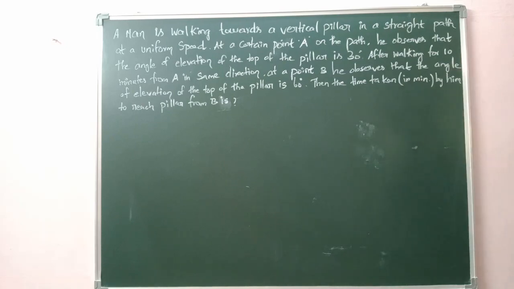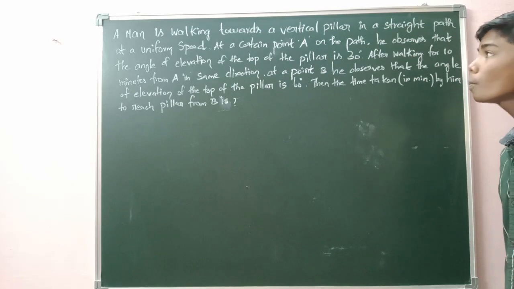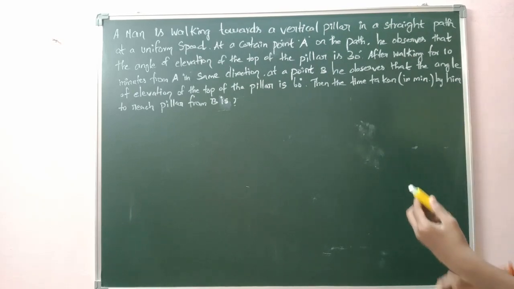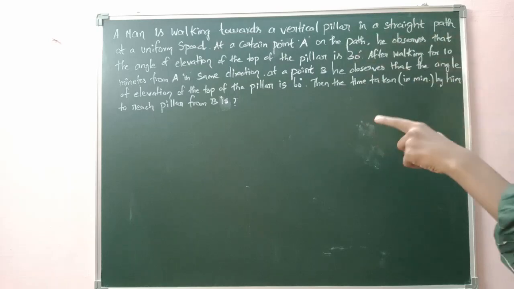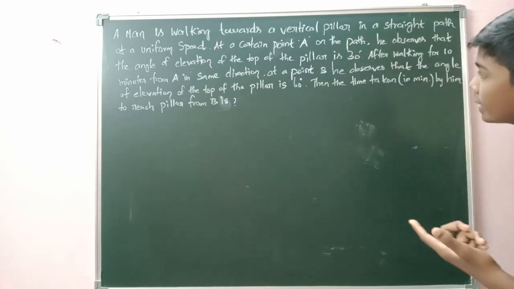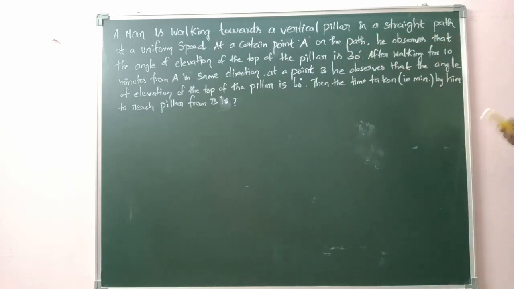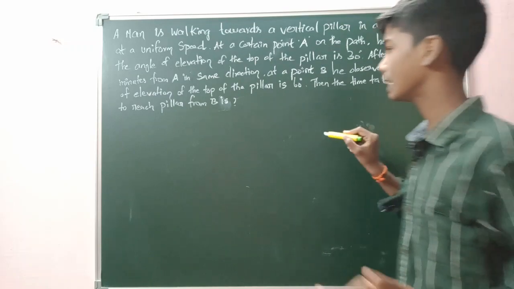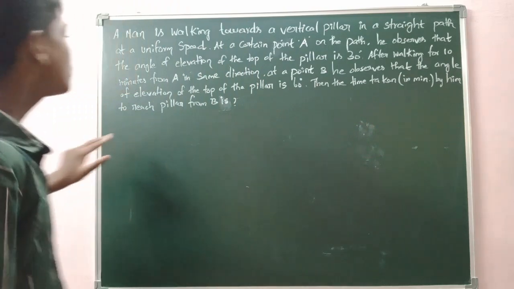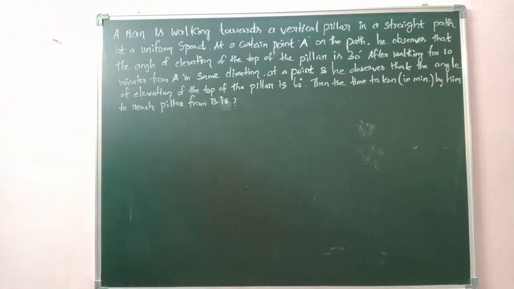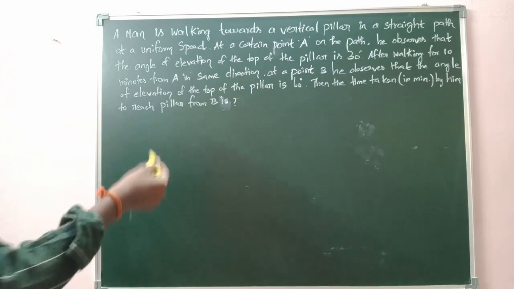At a certain point A on the path, he observes that the angle of elevation of the top of the pillar is 30 degrees, and after walking for 10 minutes from A in the same direction, at the point B, he observes that the angle of elevation of the top of the pillar is 60 degrees. Then they are asking us to find the time taken by him to reach the pillar from B. What is the time taken by him to reach the pillar from the point B?